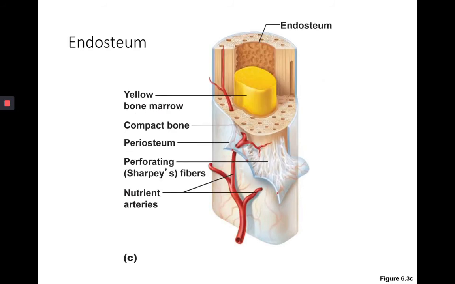Here's just a better view of the endosteum. They don't even color it very differently compared to the layer of spongy bone in the trabeculae, but there would be a layer of connective tissue inside, just like there is outside.